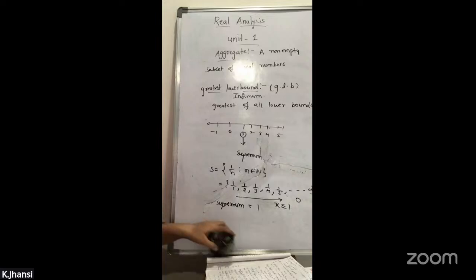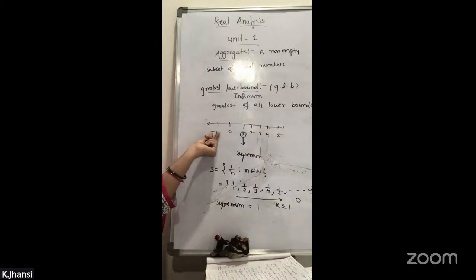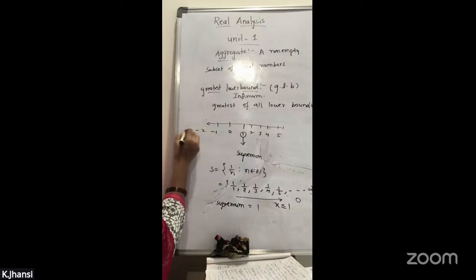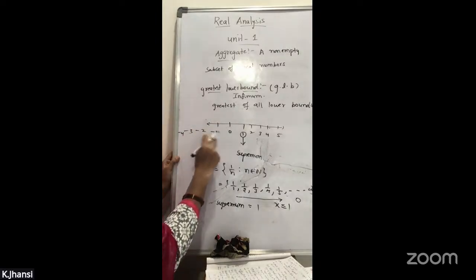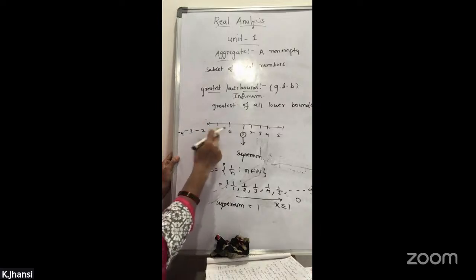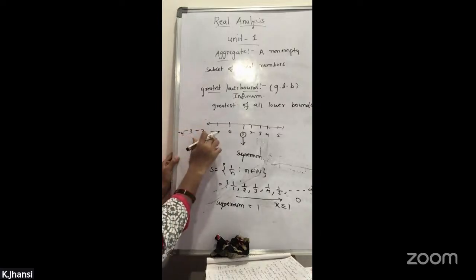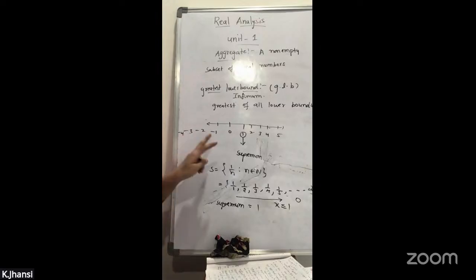In this one also, whatever the least element is there, here -1 is the least element we have. Here we may have -2, -3, -4 like this, but the greatest of them is -1. So the greatest of all the lower bounds is this one. We call it the GLB, and it is called the infimum. So these are the concepts you should know.